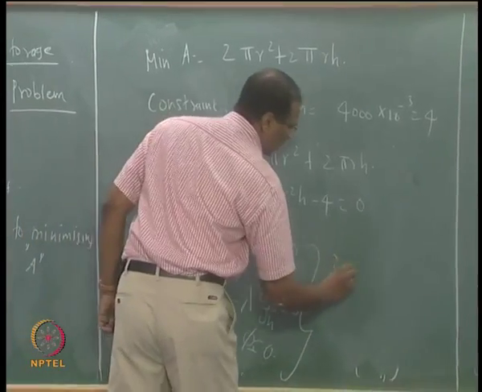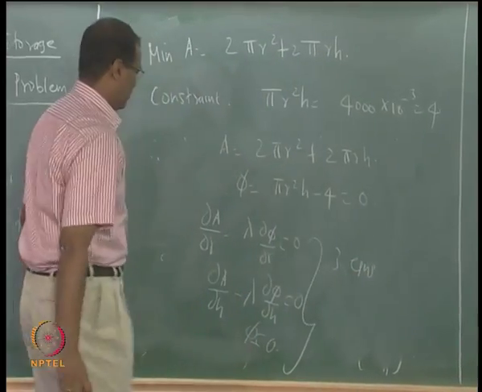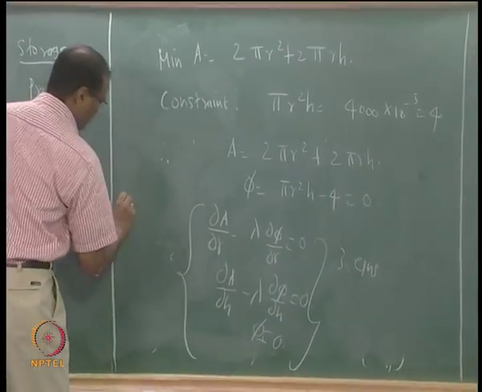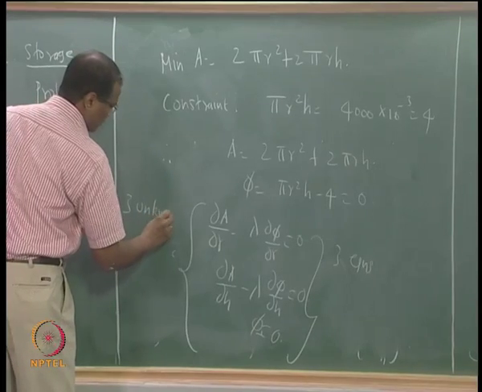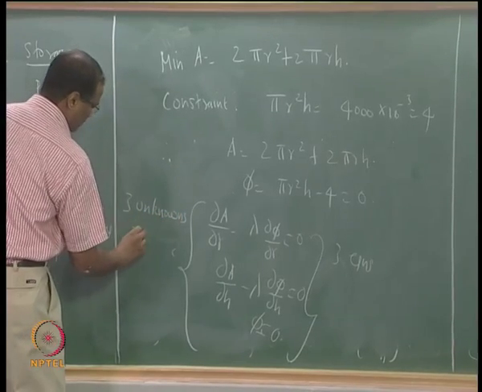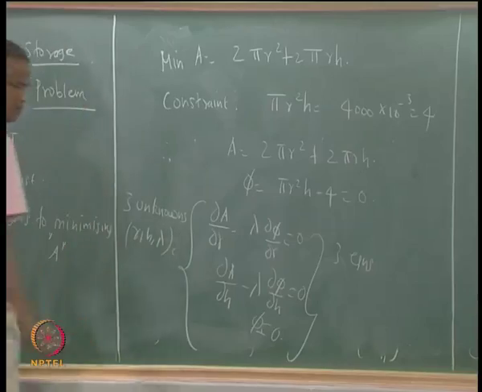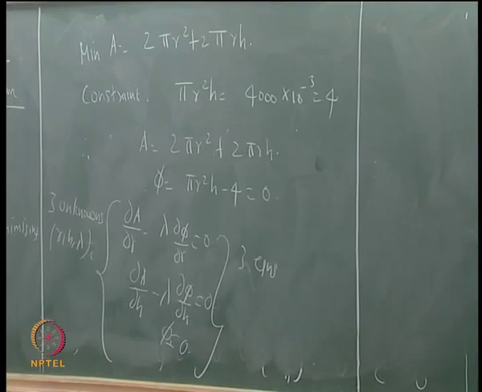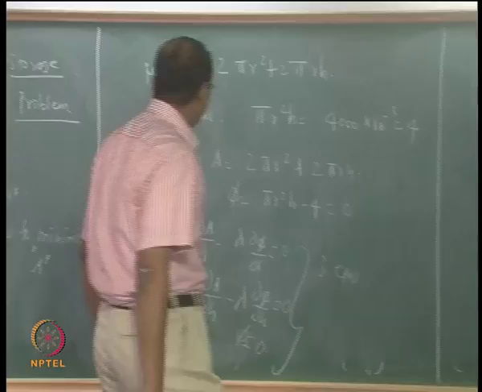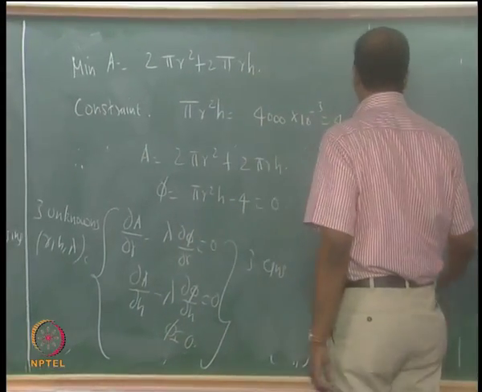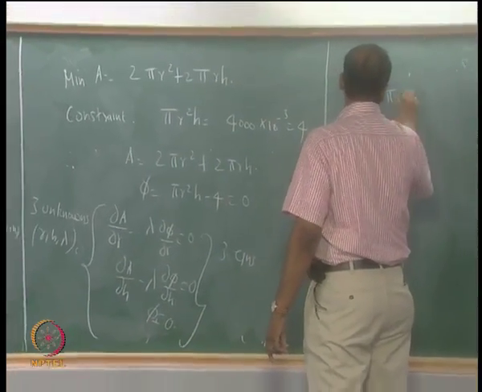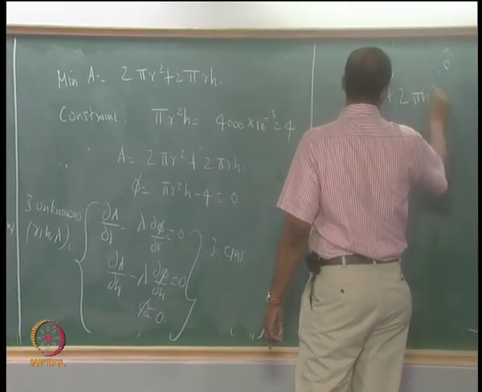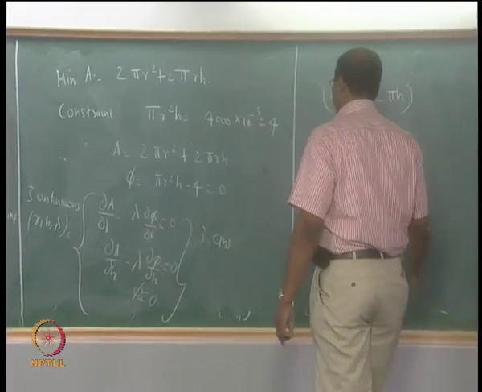So, 3 equations and 3 unknowns. Do not ask me, sir, what happened to A? Finally we will get A, do not worry, A is the global unknown. The unknowns are R, H and lambda, and then we can start. Dou A by dou R is what? 4 pi R, and two pi H.